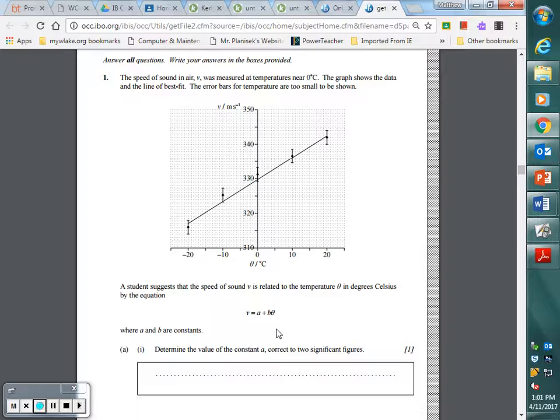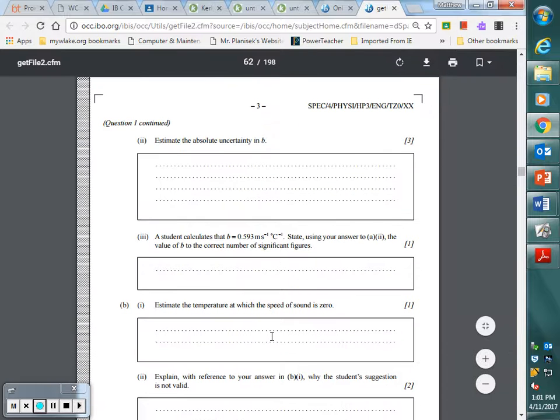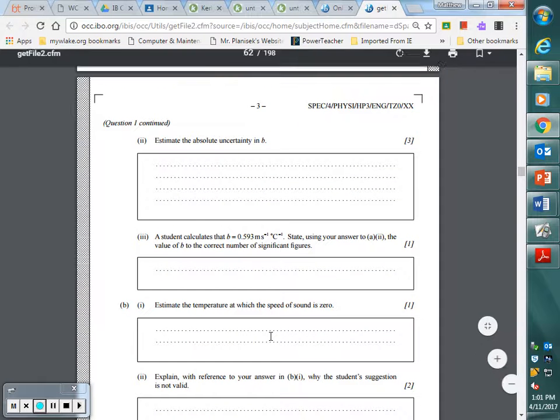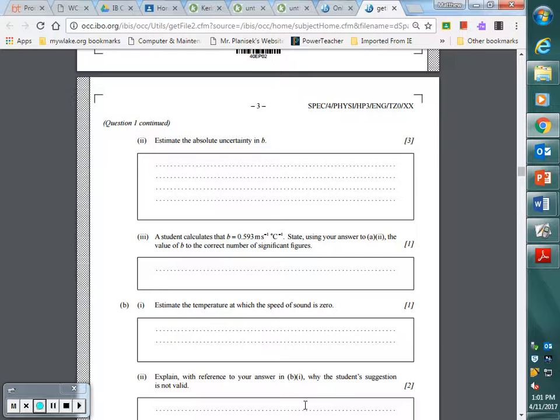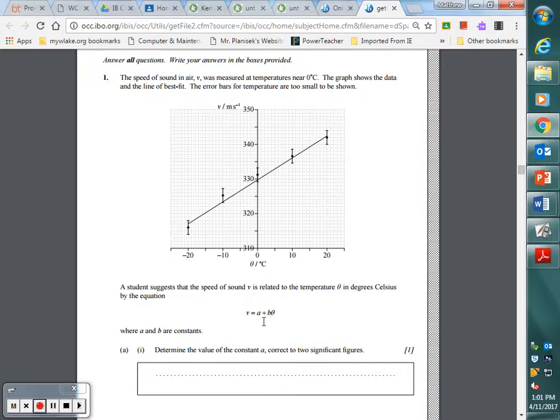All right, next for part 2, it says estimate the absolute uncertainty in b. Here b we said represents the slope. Okay, so here's what we have to do.